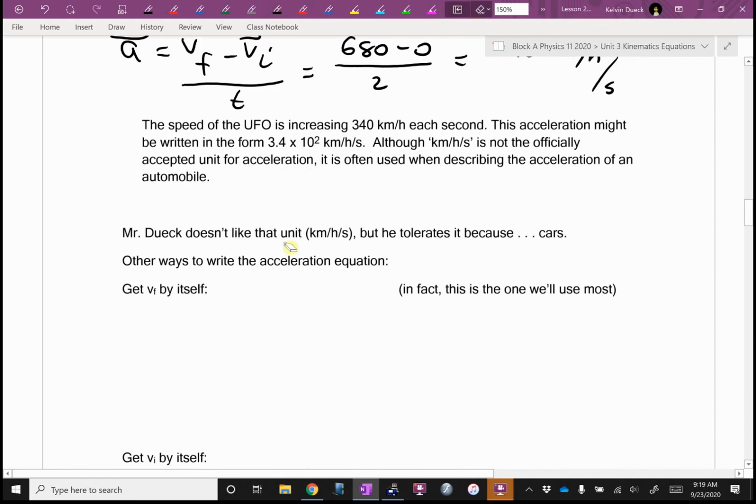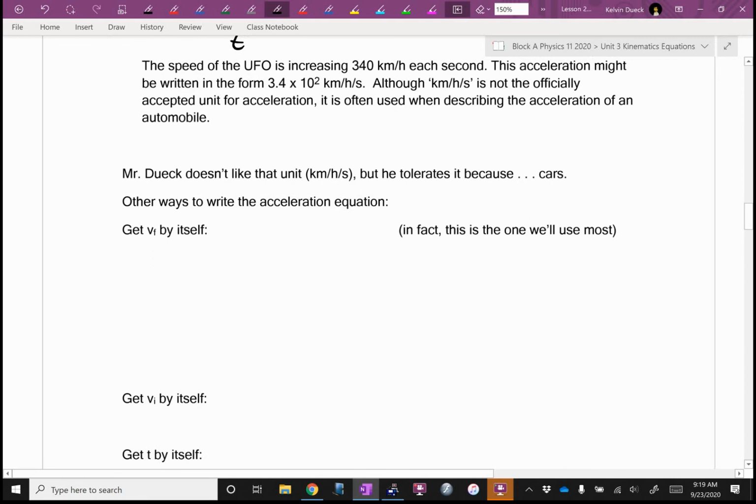So, good. Mr. Dewitt doesn't like that unit, but he tolerates it because of cars.